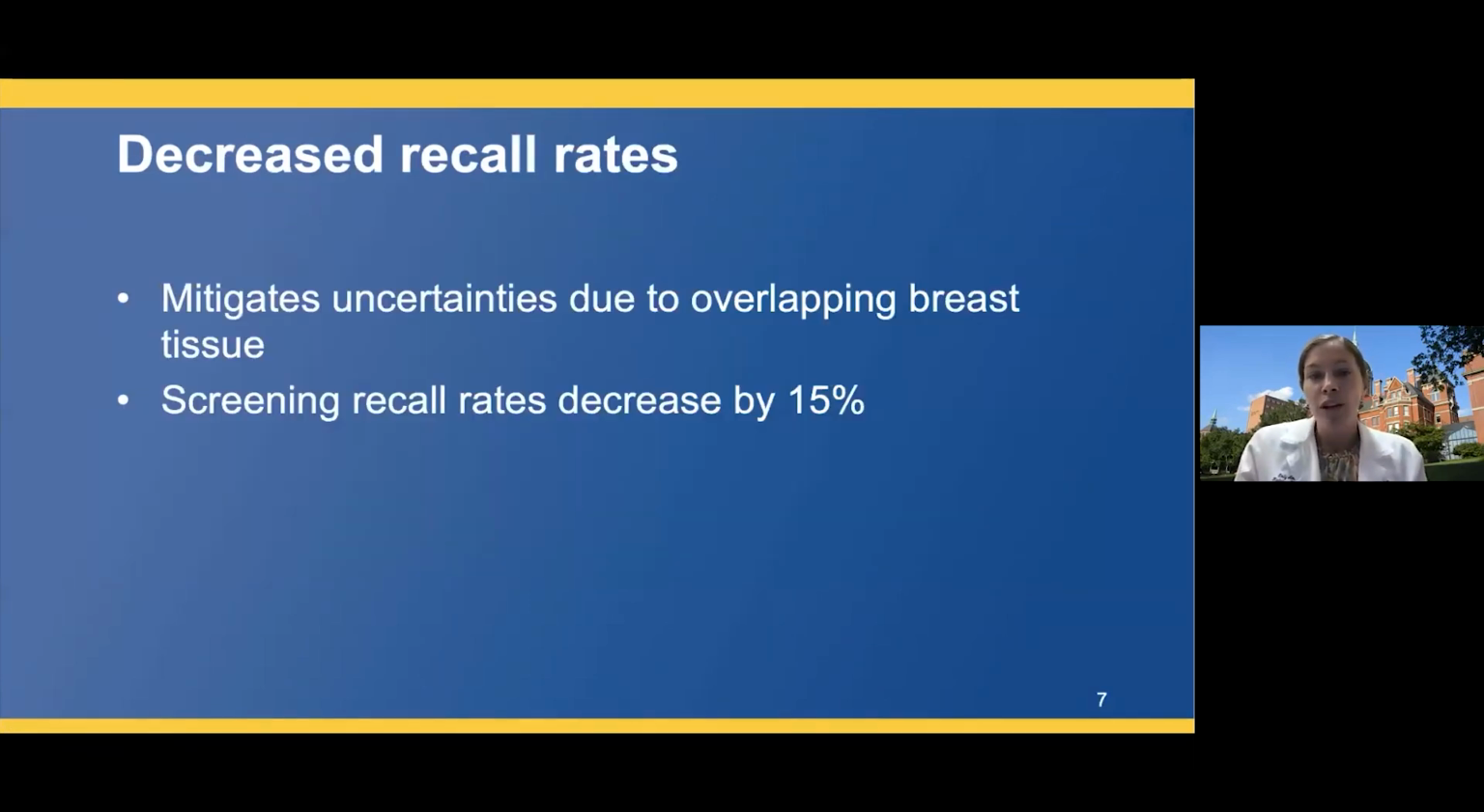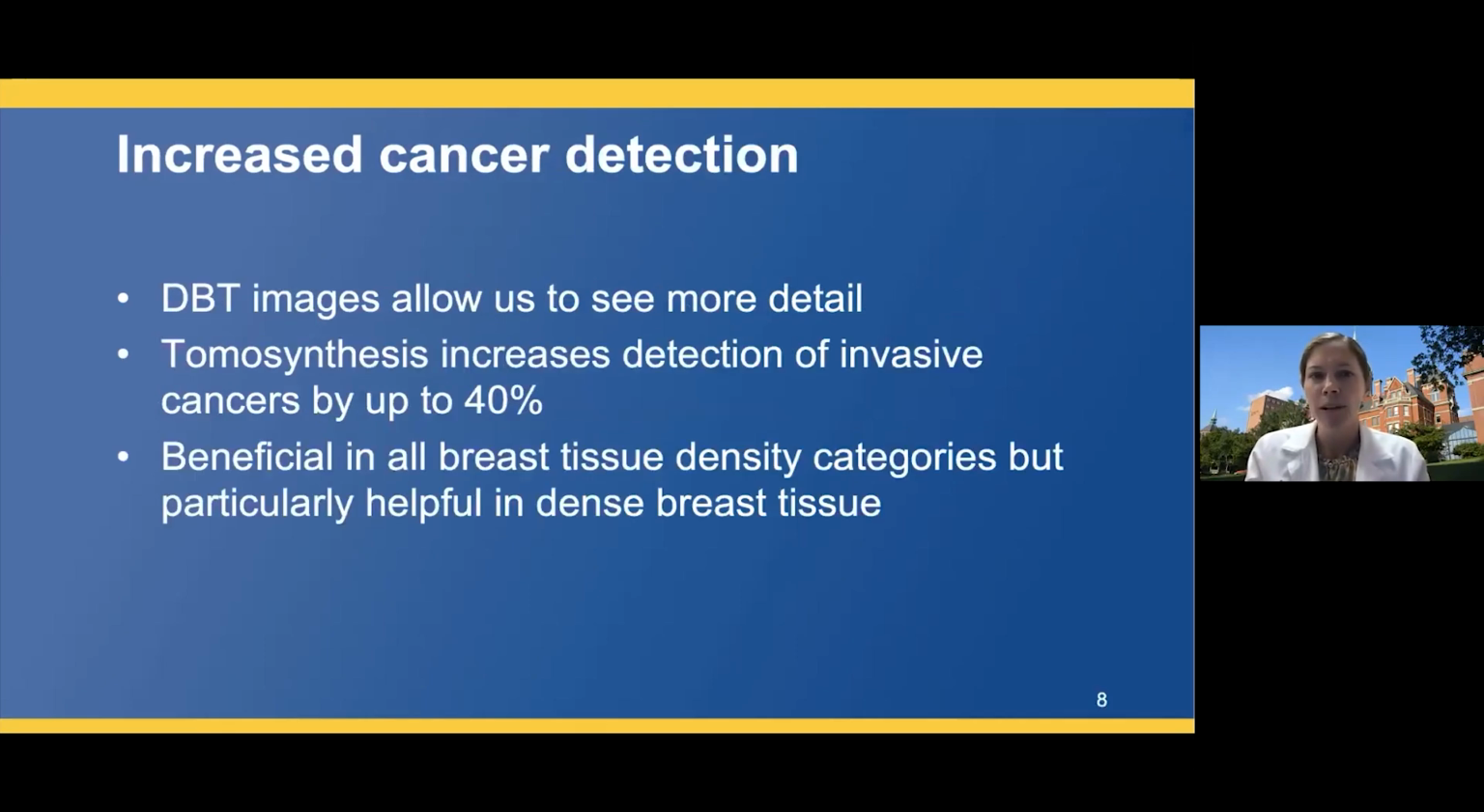So how does the recall rate get decreased using tomosynthesis? Well, as I'll show in several cases, we're really able to mitigate our uncertainties due to overlapping breast tissue when we're using tomosynthesis. There are lots of different numbers thrown up. I think generally we accept that the screening recall rate is decreased by about 15% when we're using DBT for screening mammography.